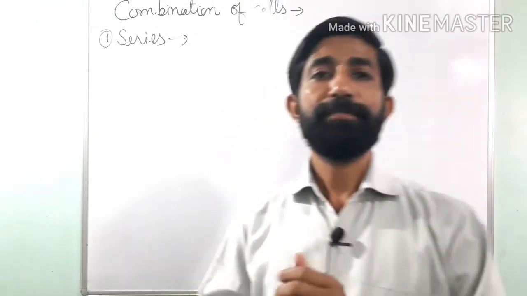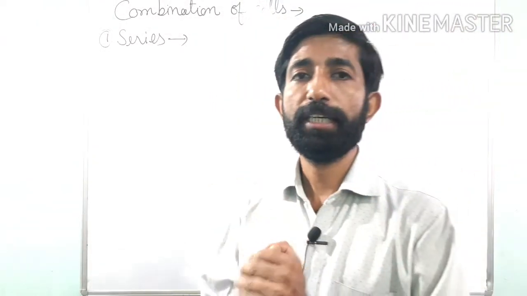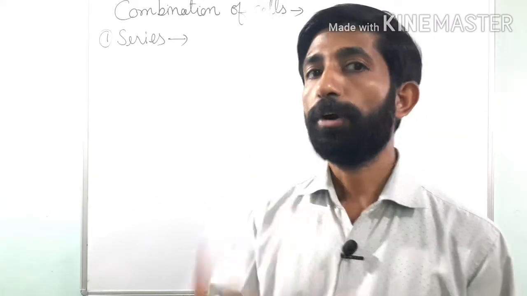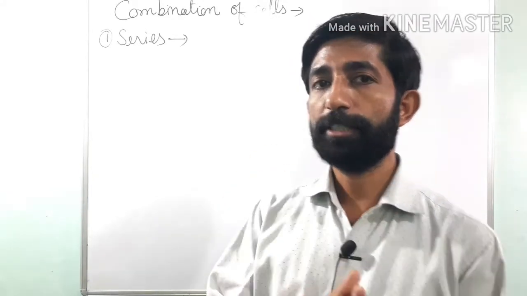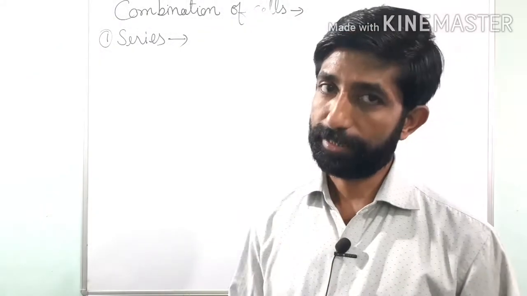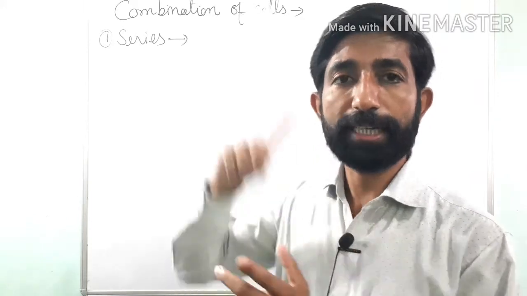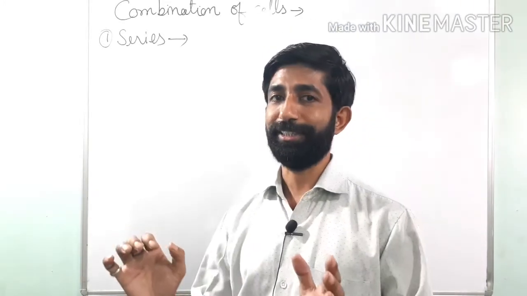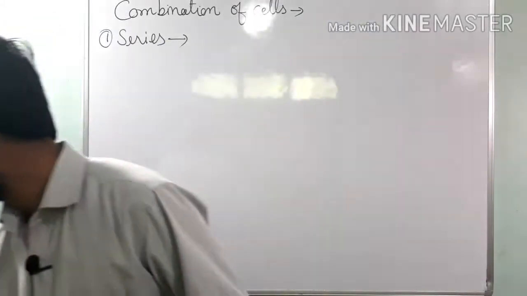Okay, welcome back again in Ram circle class. Today we are going to discuss the cells and their combinations. The cells have been done in the first part. The second part is what? Combination of cells. And the very first case of that is cells connected in series combination. Okay, so let's get started.